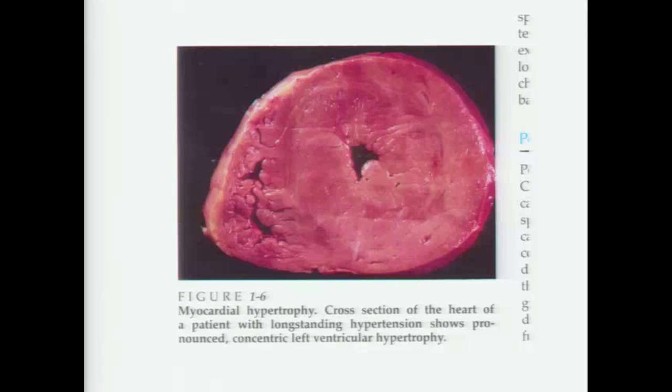Does anybody happen to remember when the left ventricle contracts, where the blood goes next? What's that? The aorta, right? So one of the ways that left ventricular hypertrophy occurs is when somebody's got a stenotic aortic valve, and the left ventricle's got to work harder in order to eject that blood. Or if someone has chronic hypertension, and the pressure within the aorta and the rest of the arterial system is elevated, and the left ventricle has to work harder in order to eject that blood.